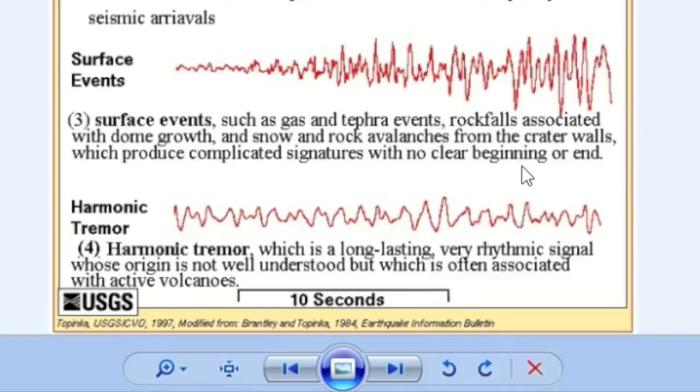Imagine a fixed position, such as a seismometer, recording vibrations. Now imagine a car approaching and receding away from the fixed location. Not all surface noise looks like this, but this is kind of a good example. Last, but certainly not least, is harmonic tremor, which is a long-lasting, very rhythmic seismic signal whose origin is not well understood, but which is often associated with active volcanoes, and usually is seen just prior to an eruption.